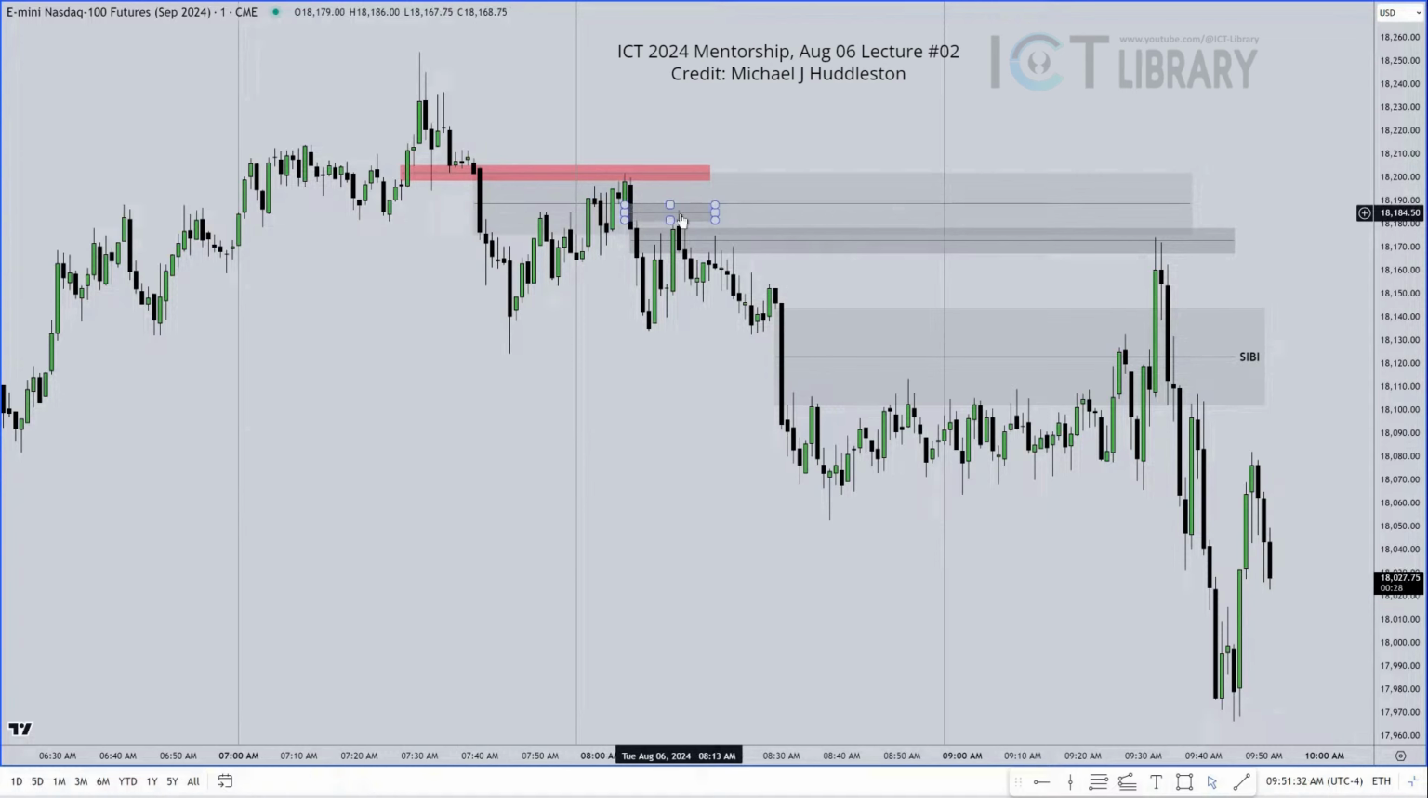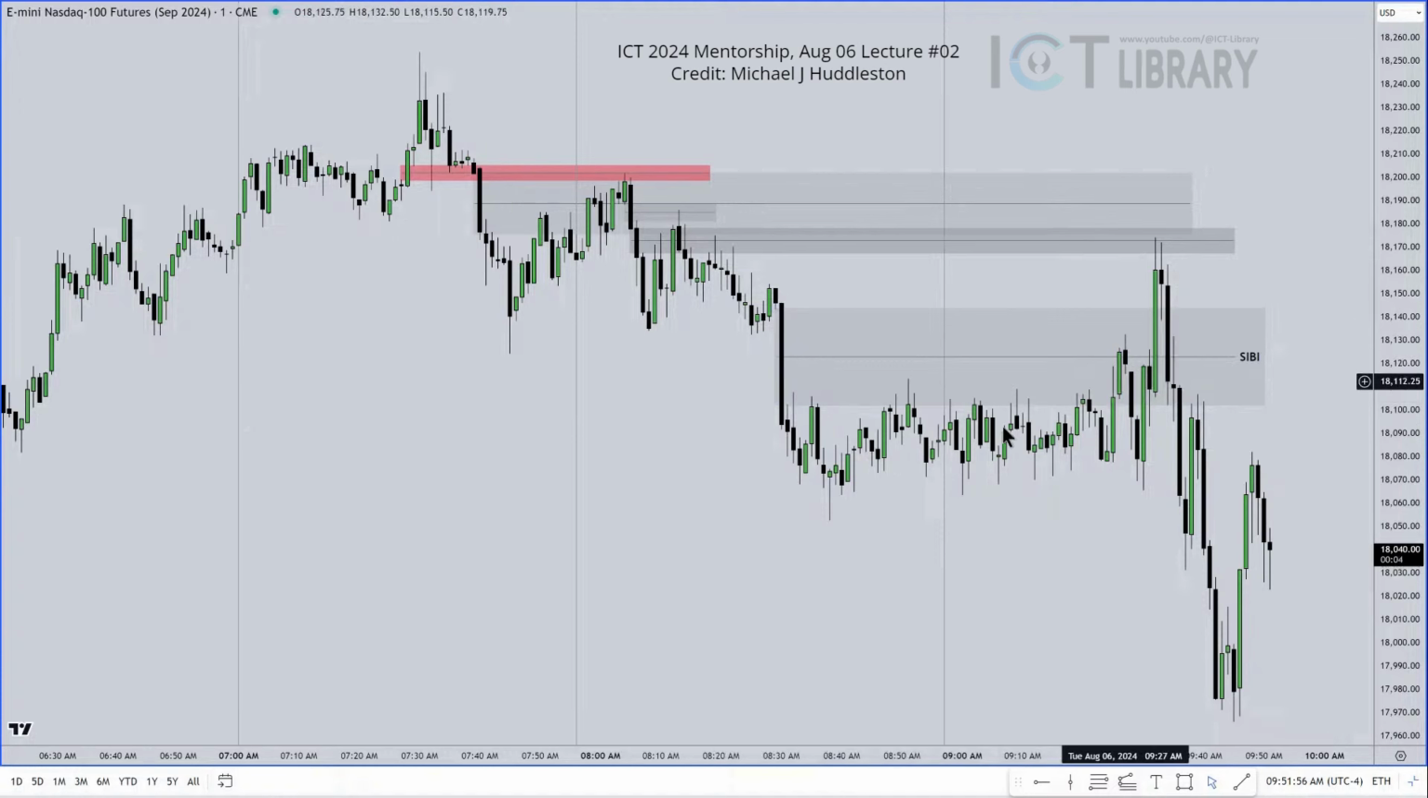And your mindset is, okay, I'm looking for lower, I'm looking for lower, I'm looking for lower, and it breaks lower. And then you highlight every single time it creates an inefficiency, where it's a big candle that doesn't have any overlapping with the candle prior to it forming or the candle after it. So it creates that inefficiency, that imbalance.